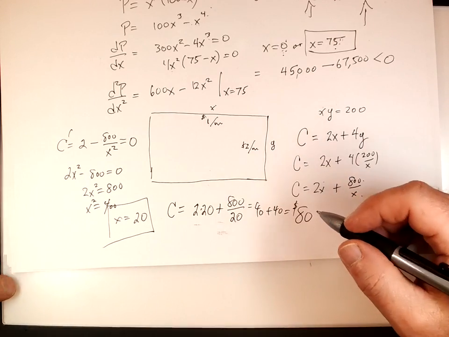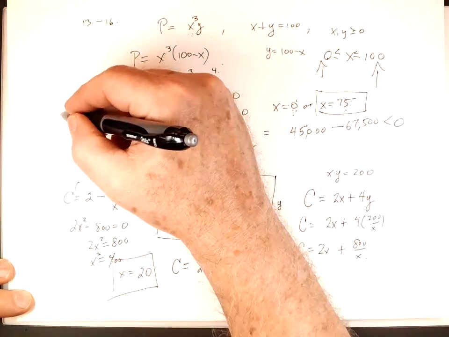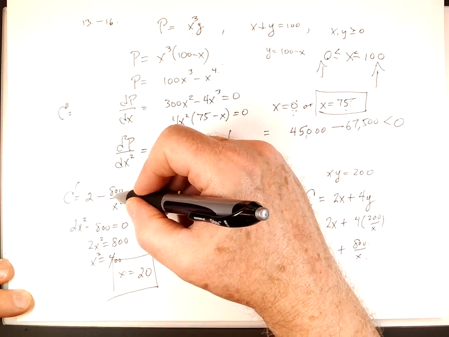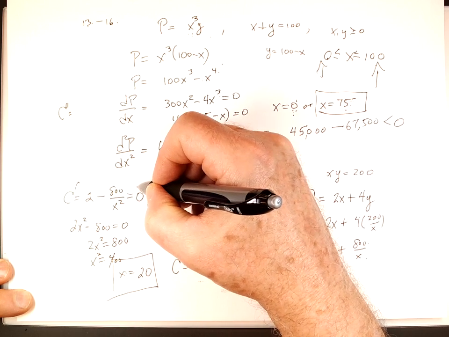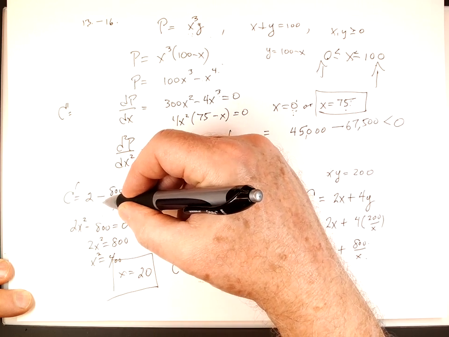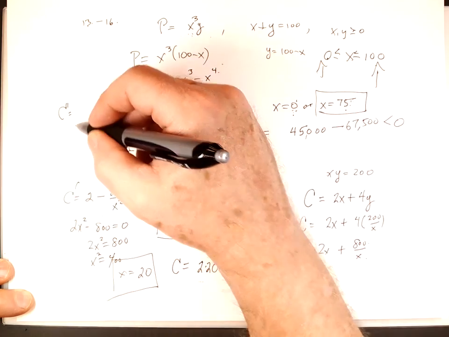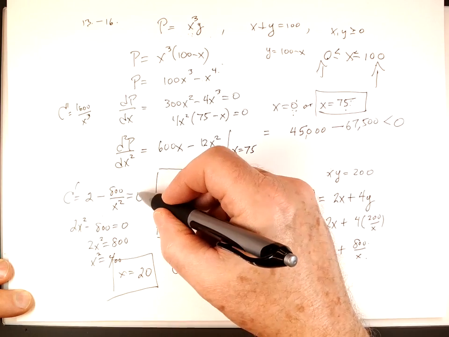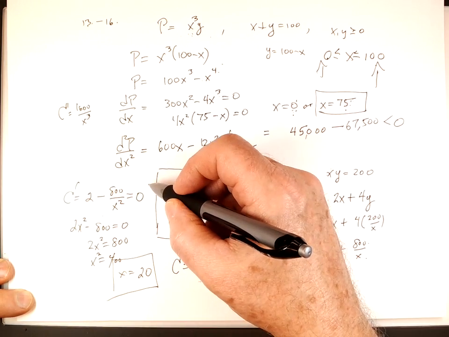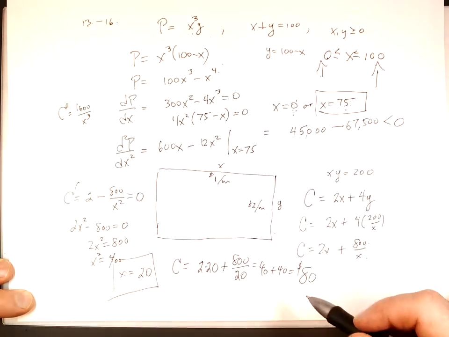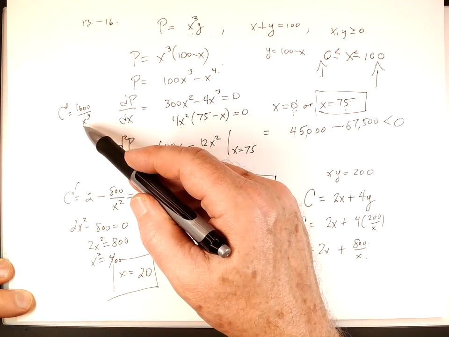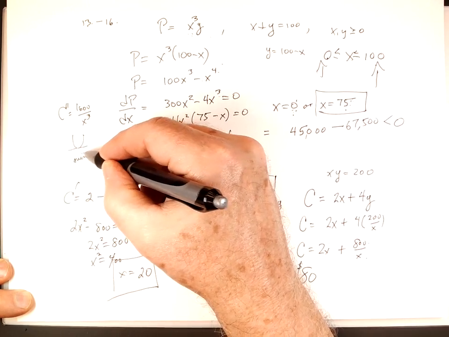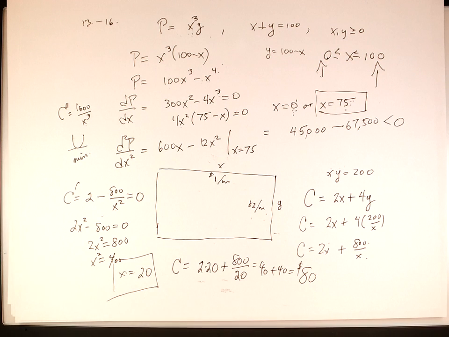But, you know, no, you're right. Let me take a second derivative of this. Derivative of 2 is 0. This derivative, you got negative 800 x to the negative second. Negative 2 comes out, cancels this, gives you a positive 1600 over x cubed, because you subtract 1 from that negative 2, which gives you a negative 3. Here's your second derivative. At 20, this is a positive number. Concave up, we have a minimum. So that proves that we indeed have the minimum.